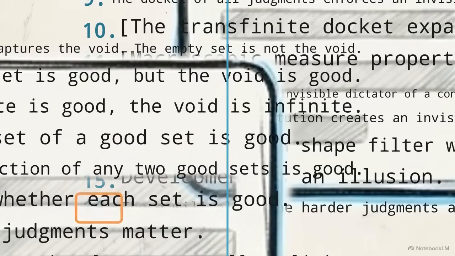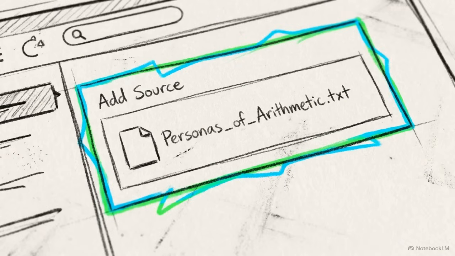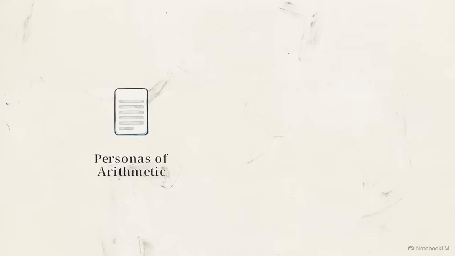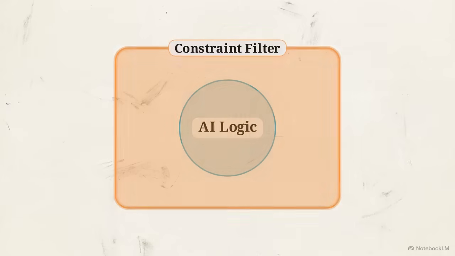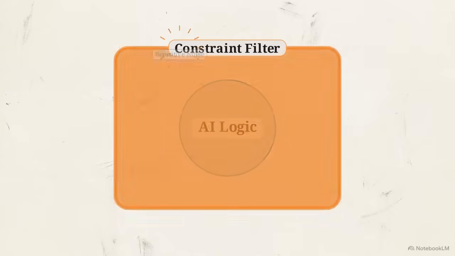Compile the 17 axioms of the personas of arithmetic into a single document, ensuring each rule from persona 0 to 16 is included. In the NotebookLM interface, use the Add Source panel to upload this text. While this text isn't meant for human audiences, it provides the internal logic for the AI. These axioms act as a constraint, preventing the model from drifting into generic or repetitive patterns.